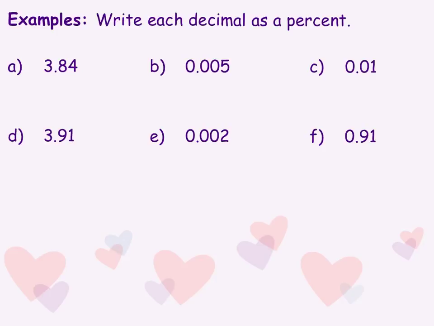The directions tell us to write each decimal as a percent. So this tells me every single one of these needs to have a percent sign on it. And our shortcut tells us that we move two places to the right. My decimal point is between the 3 and the 8. Two places to the right is 384%.